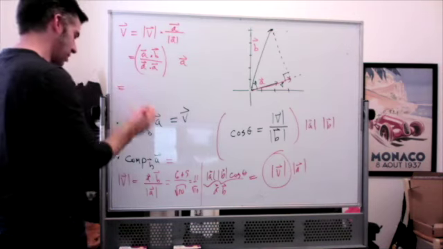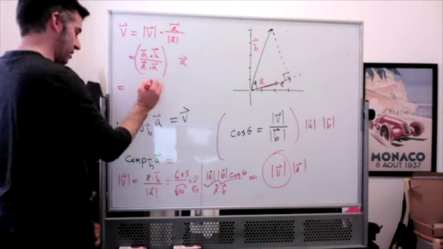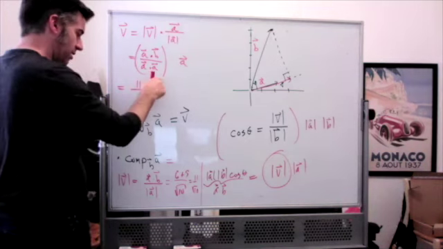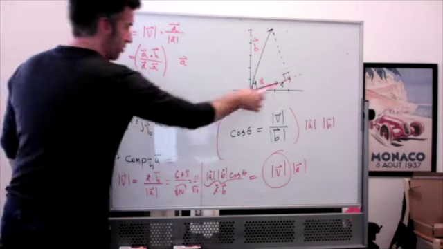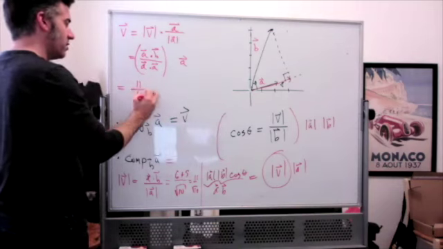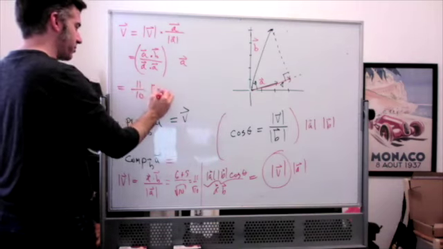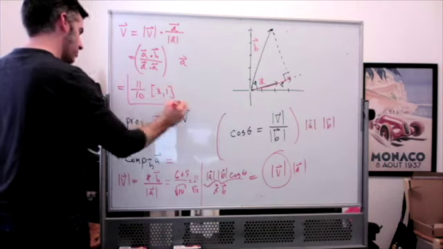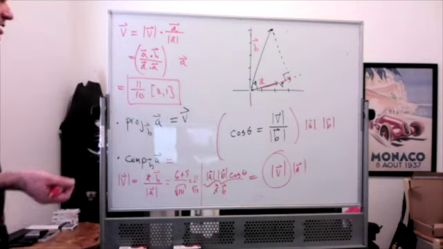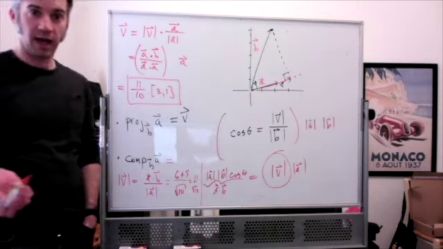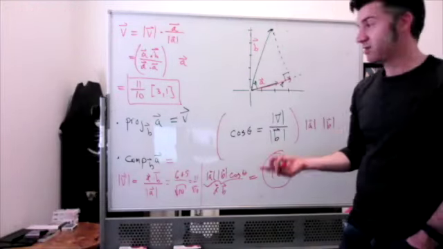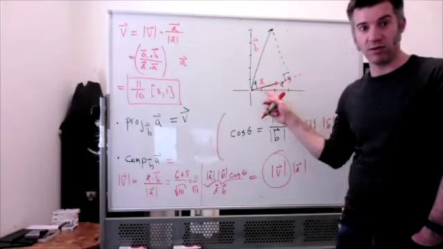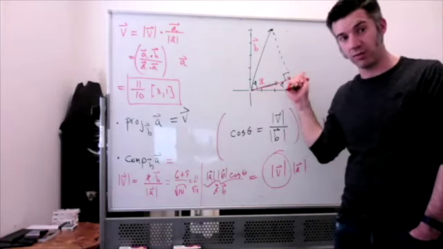So A dot B again is 11. A dot A is 10, right? A is the vector 3, 1, so A dot A is 10, times A. So that is the projection of B onto A. It's 11 tenths times the vector A, so it's a little bit longer than A itself, but it's still in the same direction.